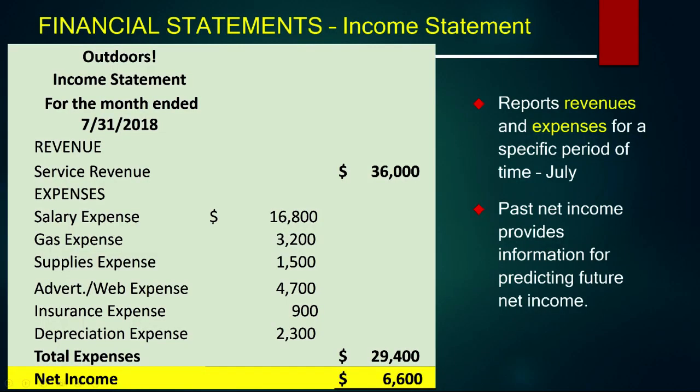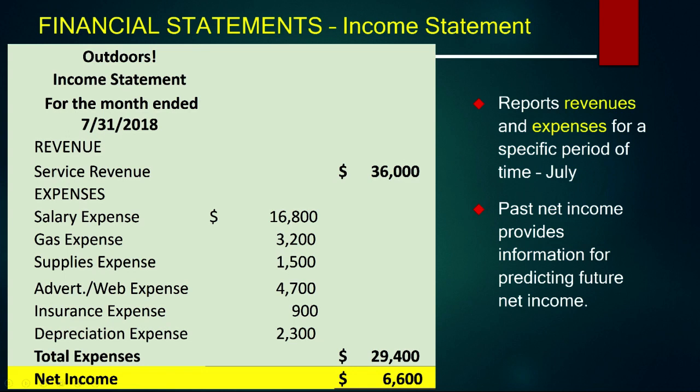So let's look at Outdoors Company, the name of my company, income statement for the month ended July 31st, 2018. This is the format for what we call a single-step income statement. Revenue minus expenses equals net income. In this example, revenue is $36,000 for the month ended July 31st. So I want you to think about that. $36,000 in guided trips, rafting or hiking.